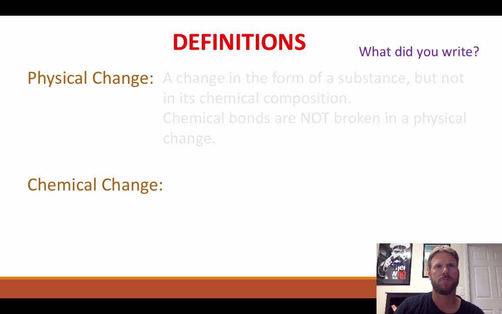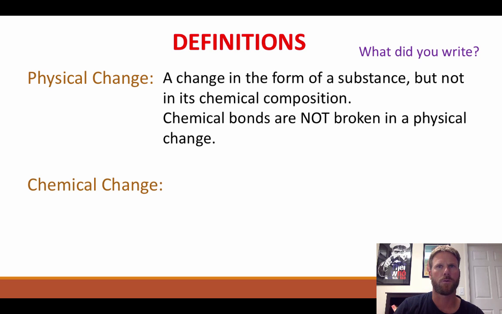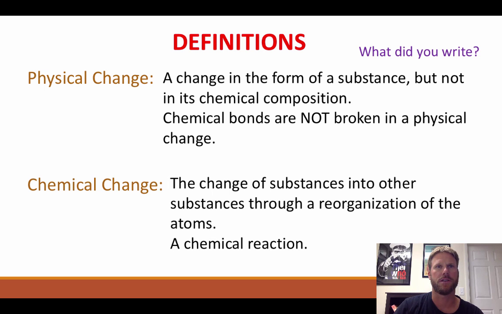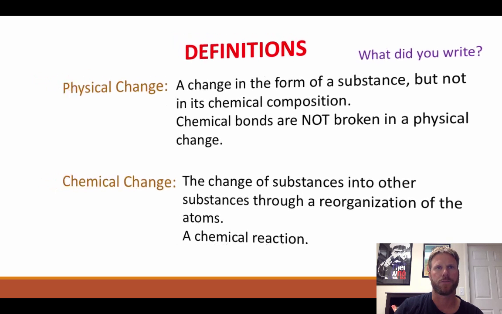A physical change can be defined as a change in the form of a substance, but not in its chemical composition. During a physical change, no chemical bonds are broken or formed. A chemical change is a change of a substance into other substances through the reorganization of atoms. Basically, a chemical change is analogous to a chemical reaction.